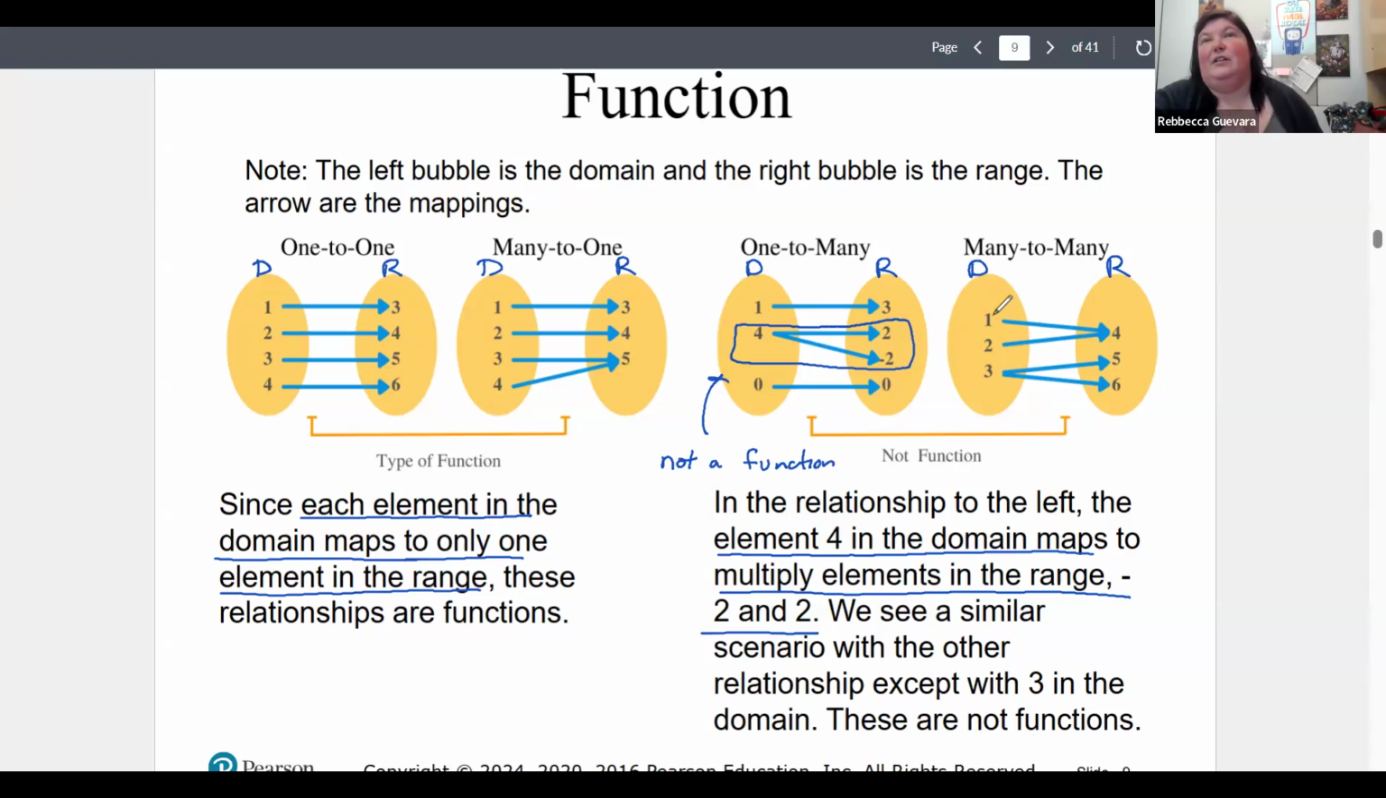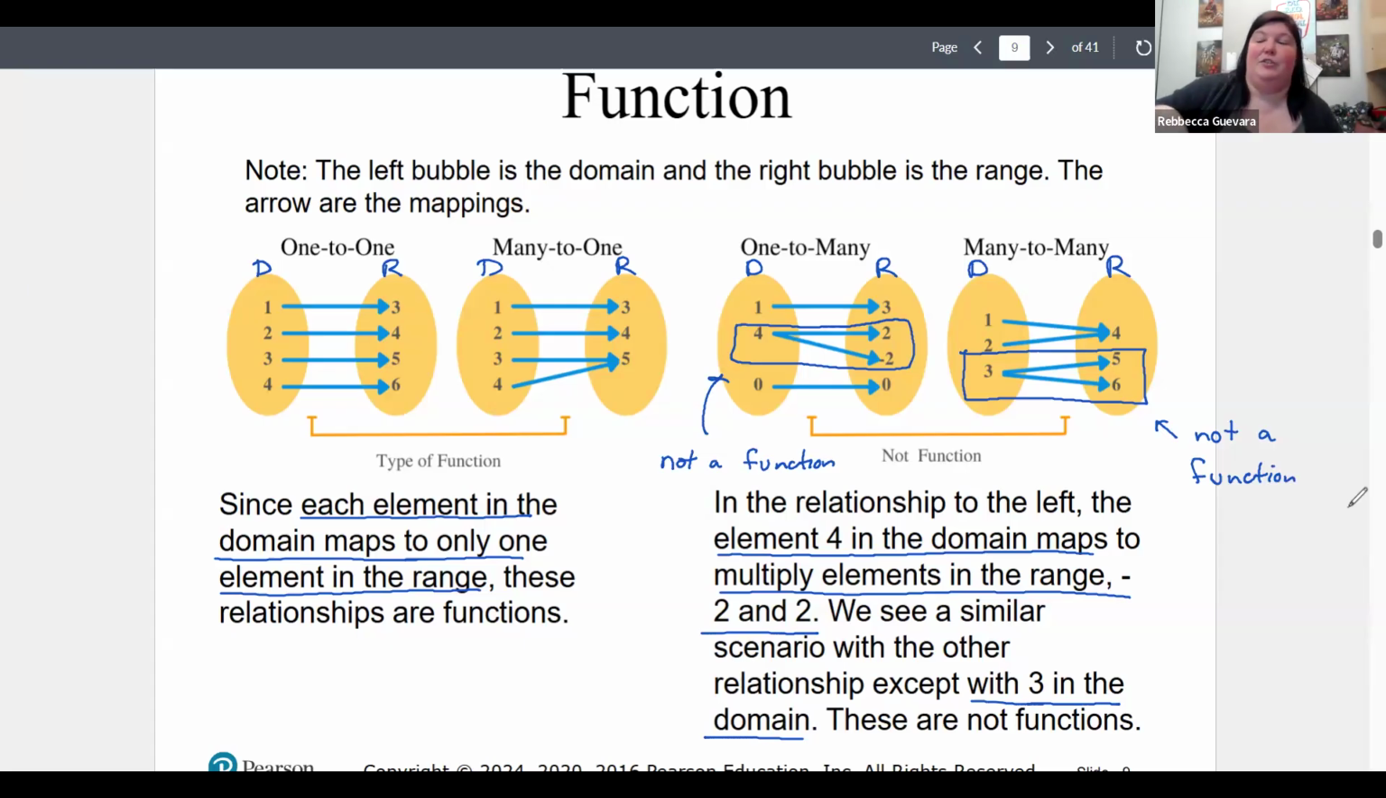Now over here, 1 goes to the 4, that's okay. 2 goes to the 4, that's okay. But this is the problem here. So this is the many-to-many. The part that breaks it is this part with the 3. We see a similar scenario with the other relation, except with the 3 in the domain. We see that 3 mapped to a 5 and a 4. So this causes it to not be a function. None of these are functions because we have at least one element that maps to two different numbers in the range.